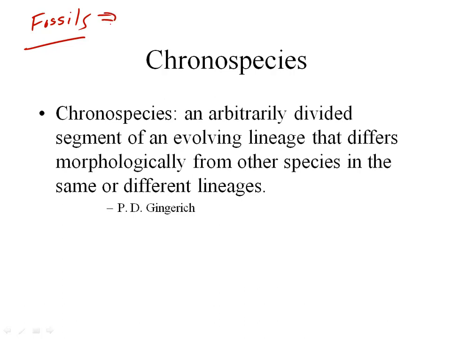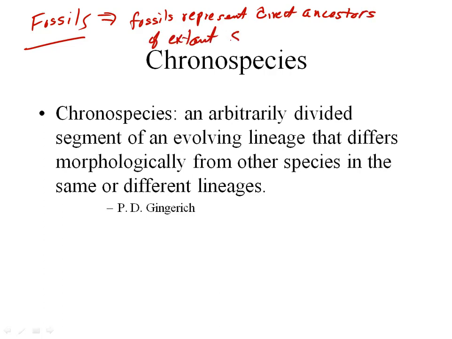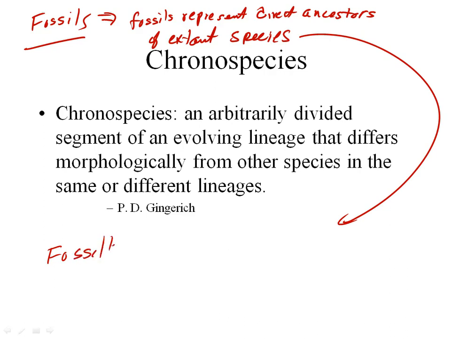Well, as I've already said, evolutionary systematics or classical taxonomy says that fossils are direct ancestors. The fossils represent direct ancestors of present-day species, present-day taxa. Another way of saying this is that fossils can be placed in direct ancestor-descendant relationships with extant taxa. So ancestor gives rise to descendant.